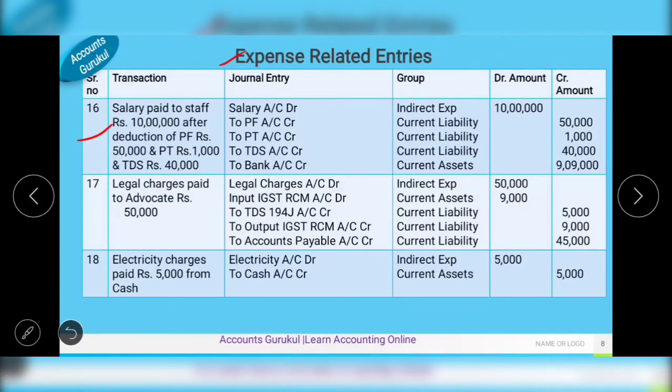So first, salary paid to staff, rupees 10 lakh, after deduction of PF rupees 50,000, PT rupees 1,000, and TDS rupees 40,000. So we have deducted PF, PT and TDS from the gross salary of 10 lakh and paid the salary. Now we are assuming we are directly making the payment instead of creating the liability as salary payable. We use the bank and have done the payment for that.